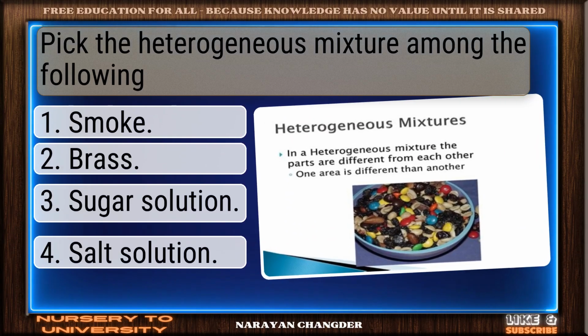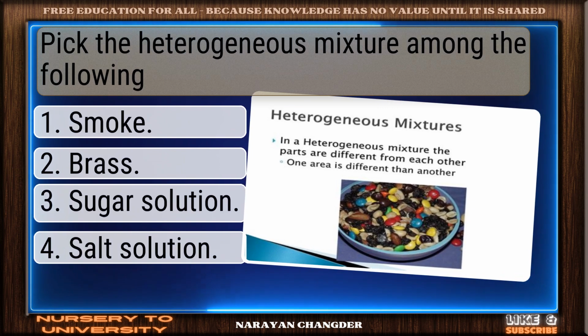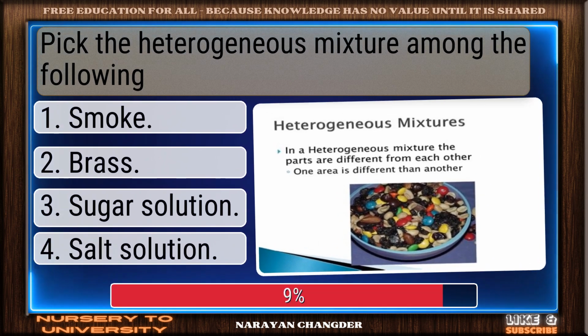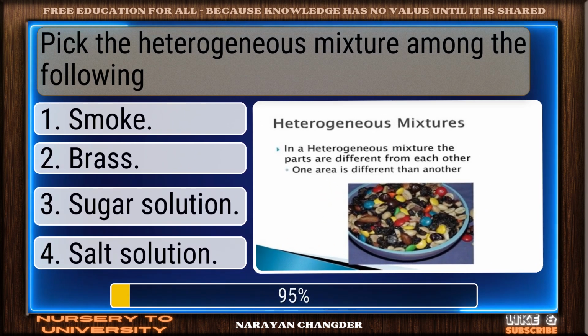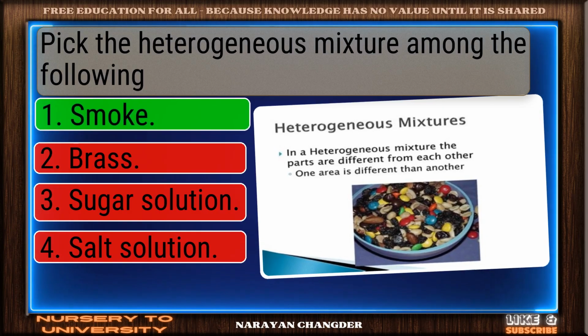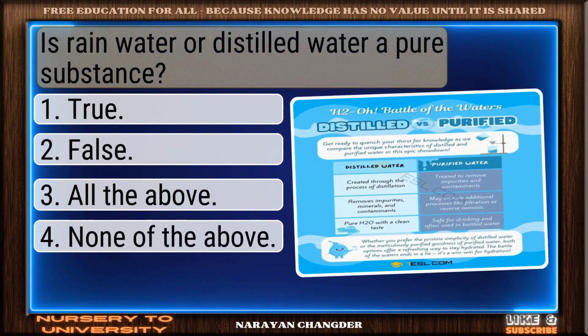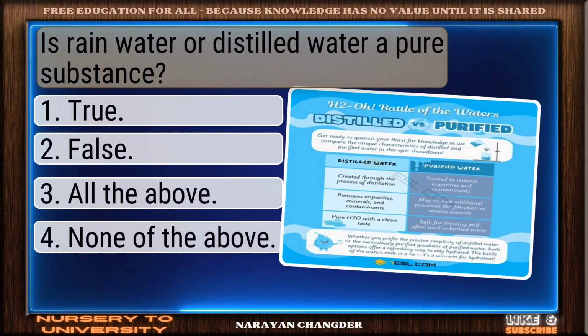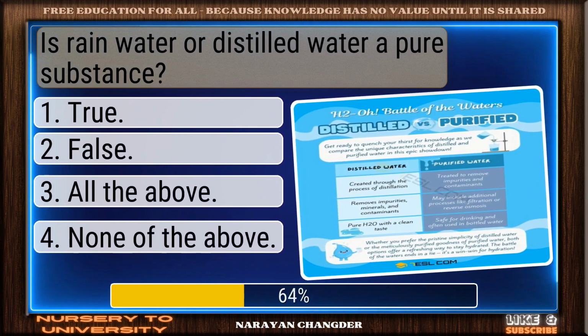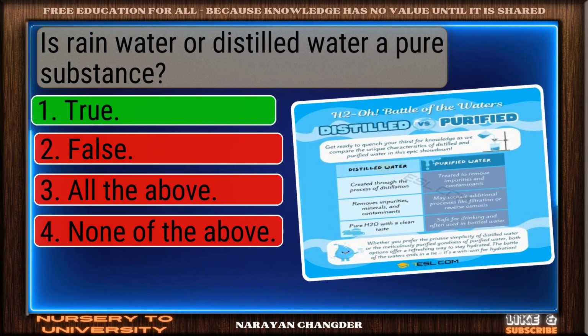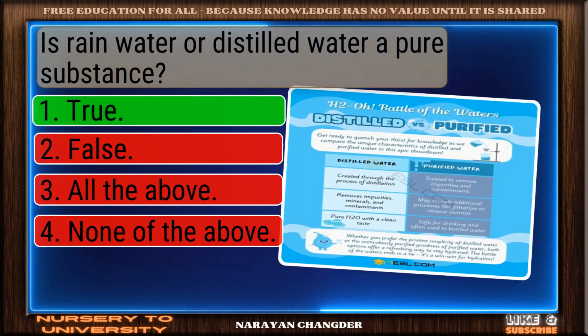Question number 182. Pick the heterogeneous mixture among the following. Good job. Your answer smoke works well here. Question number 183. Is rainwater or distilled water a pure substance? Nice work. You chose true and it is correct.